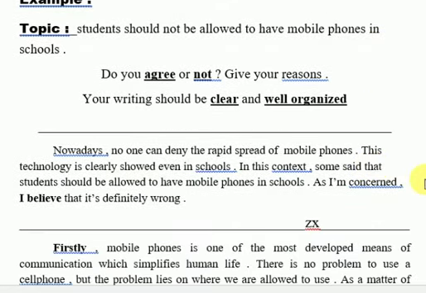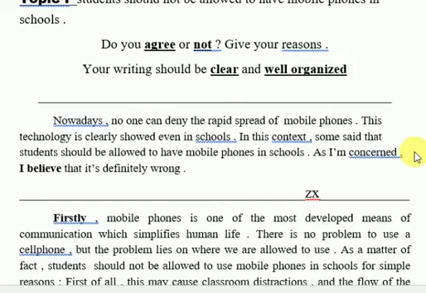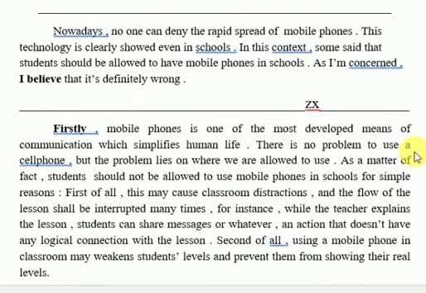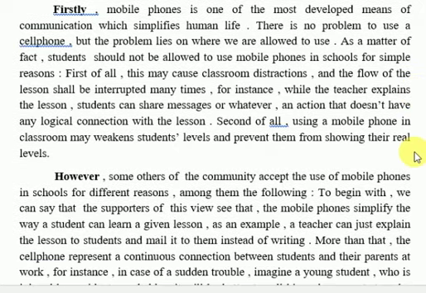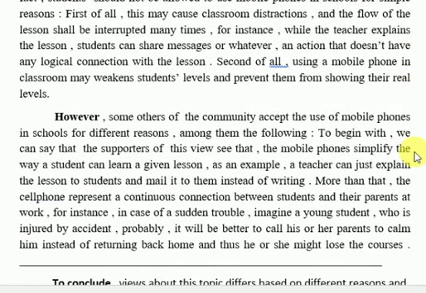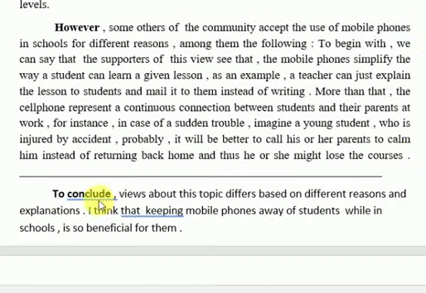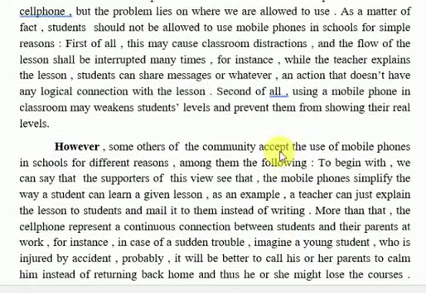Let's start with the introduction. First of all, before reading, have a look at the layout of the essay. Look at the space we left between the paragraphs, between the four paragraphs, the layout, how we start each paragraph. Okay, let's read.